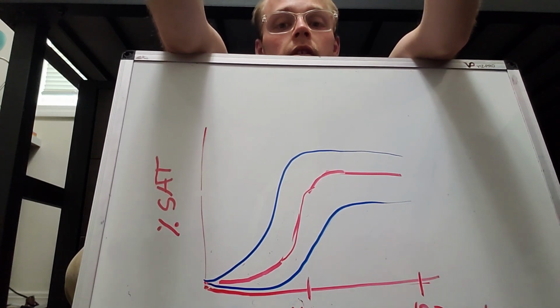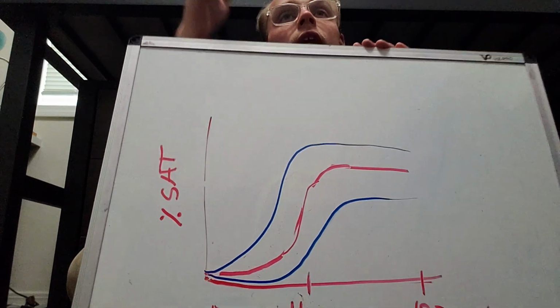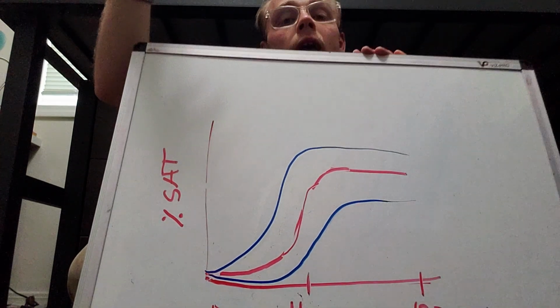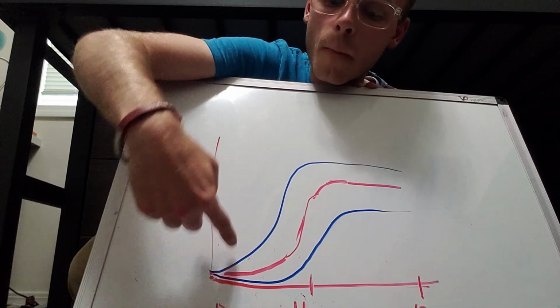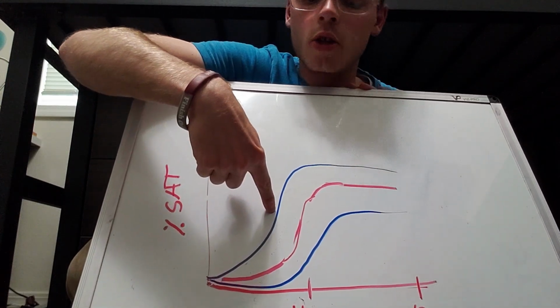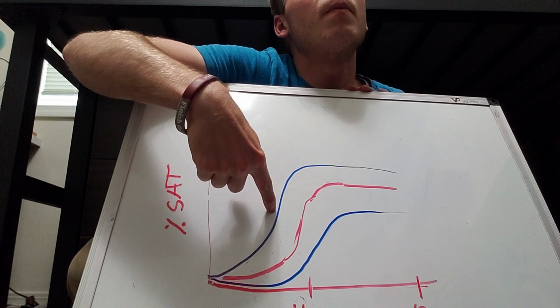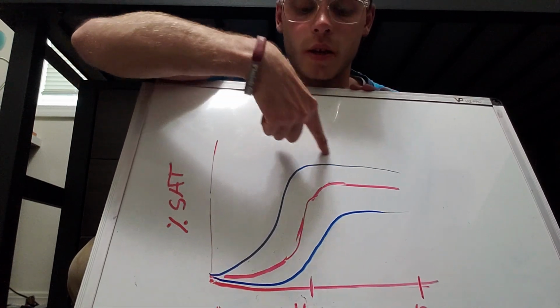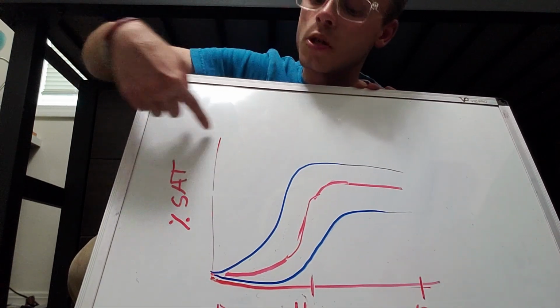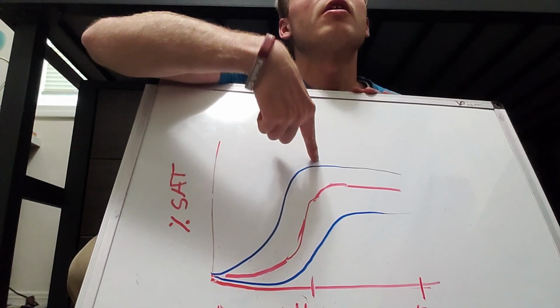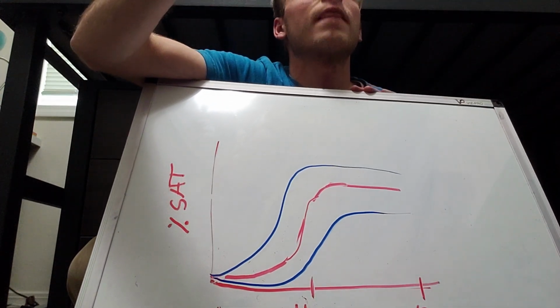What happens is because you are now pushing in more oxygen, you have more oxygen binding to hemoglobin because you just have more oxygen. So you're going to have a higher percentage of saturation faster because you're breathing faster.